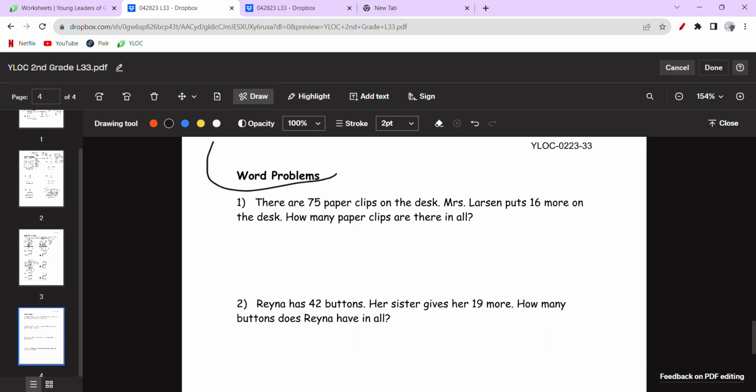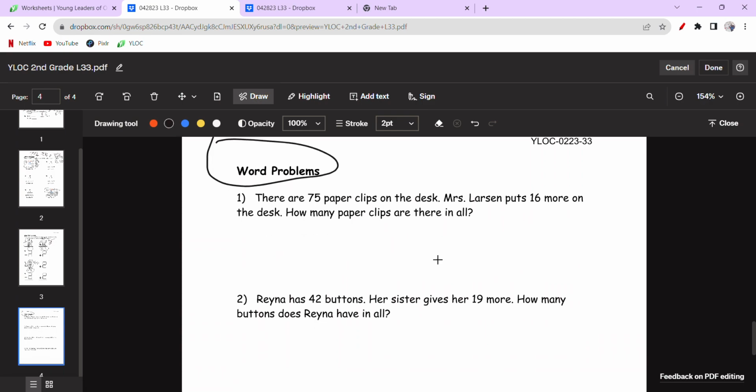Okay, now moving on to word problems. Okay, there are 75 paper clips on the desk. Mrs. Lawson puts 16 more on the desk. How many paper clips are there in all? When they use this phrase called in all, they want you to add, okay? So if we add right here, we have 75, same format, always addition. So we place it right here, and then put 16 more to the desk. Okay, make sure you set your column straight.